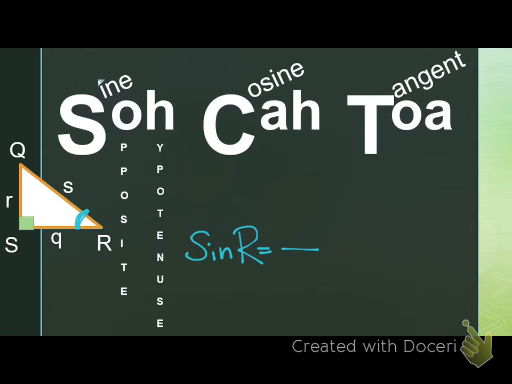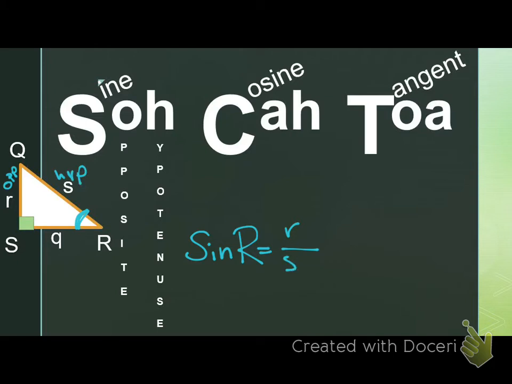So what is opposite of angle R? Which of these sides is across from angle R? r is across from R. So this would be your opposite. And then, so r is your opposite. And then which of these, because sine is opposite over hypotenuse, which of these is the hypotenuse? s is the hypotenuse.